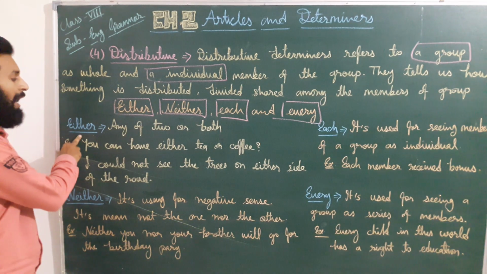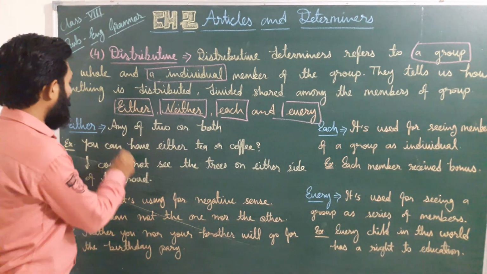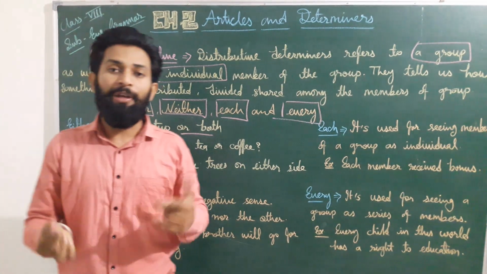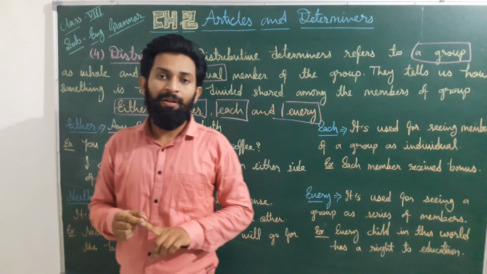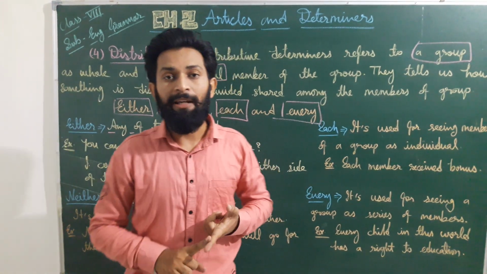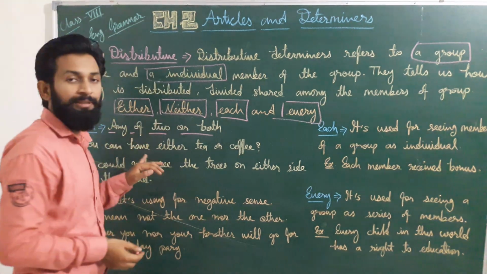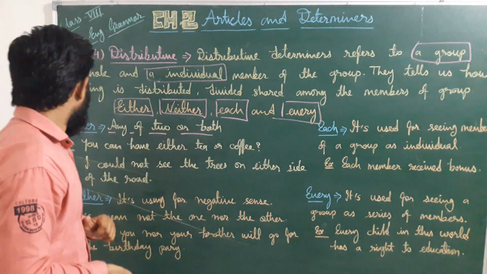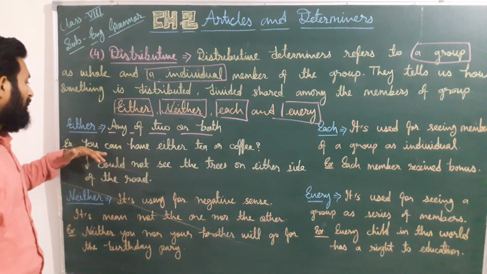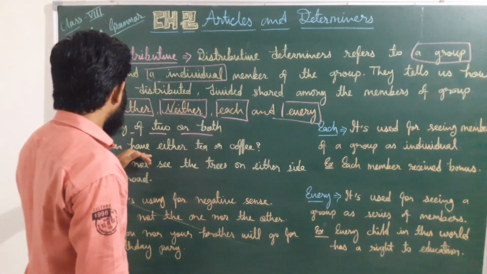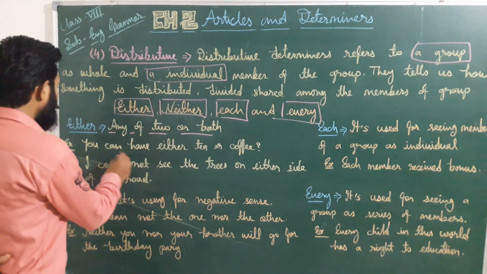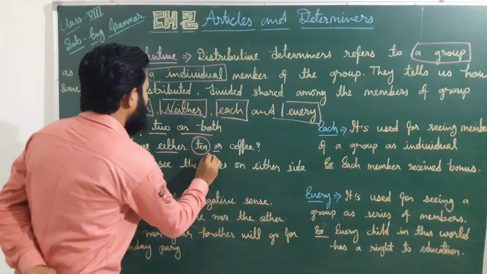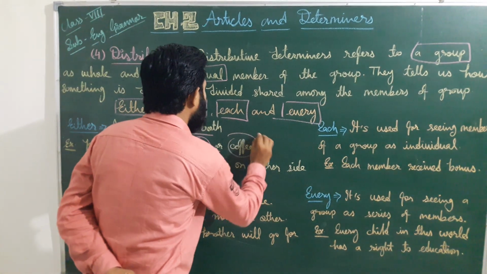At first we will begin with either: any of two, or both. We use either when you have two choices, like you can buy either a Hero or a Honda motorcycle. It means you have two choices. One example is also given here for choosing: you can have either tea or coffee. In this sentence you have two choices, either tea or coffee. This one is your choice 1 and this one is your choice 2.